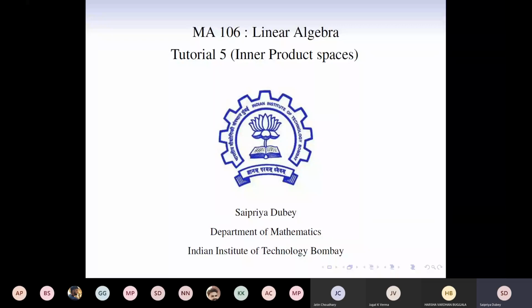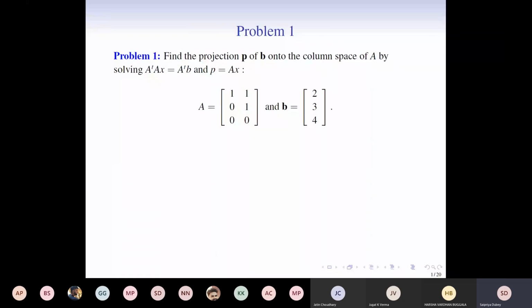So let's begin with tutorial 5. It is on inner product spaces. So we see the first question. It says find the projection P of vector B onto the column space of A by solving these two equations: A transpose AX equal to A transpose B, and P equals A times X.